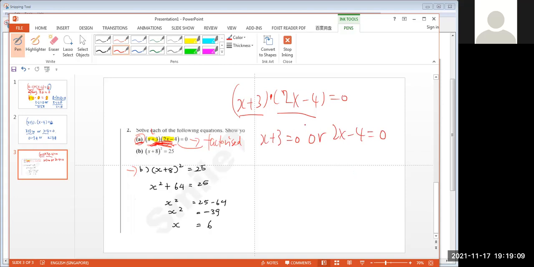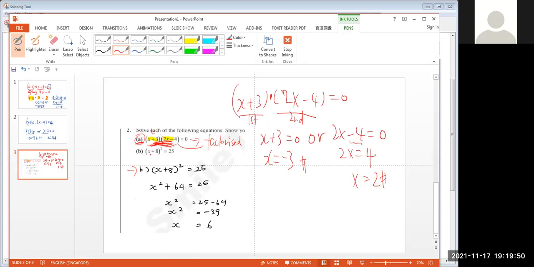Yes, this is always your first step. You either equate the first term, x plus 3 in this case, to 0, or you equate the second term to 0. That's always your first step. And of course, after that, your next step will be just solve this. You'll get -3 here. And then for this, you need to do a bit of simplification. -4, bring it over, you get 4, x equals 2. So these are the two answers for the first question, part A. Okay or not? Okay, so that's how you solve for part A.